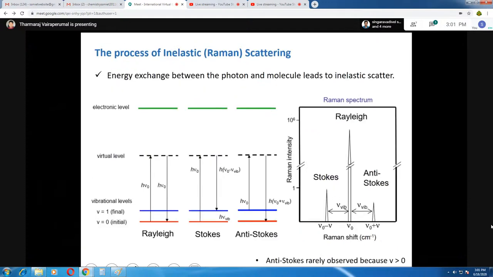In the process of inelastic scattering, the energy exchange between the photon and the molecule leads to inelastic scattering. Here, quantum mechanics shows clearly that when the excited photon comes back to the same level without any loss of energy, it is called Rayleigh scattering. When the excited photon loses energy to the molecule, it is called Stokes. When the excited photon gains energy from the molecule, it is called anti-Stokes lines. Anti-Stokes lines are rarely observed because the upper level is sparsely populated.